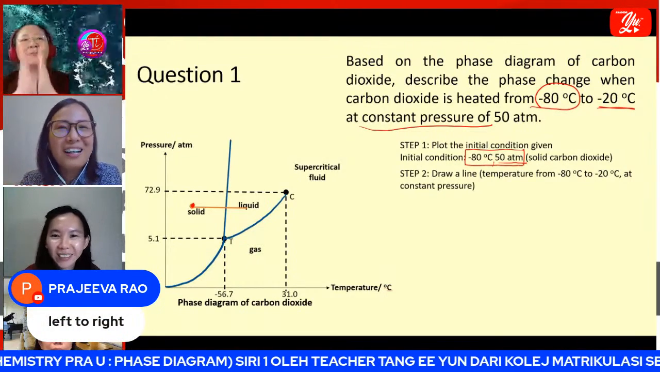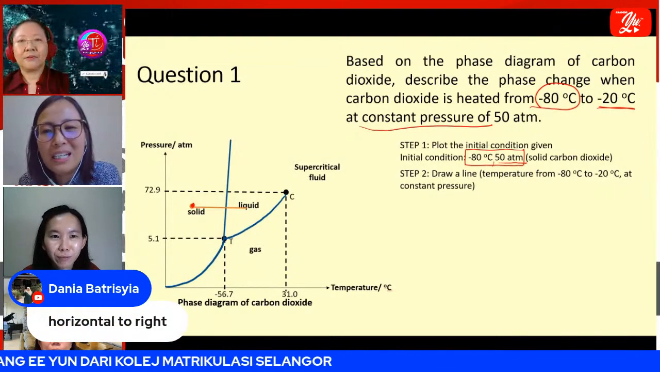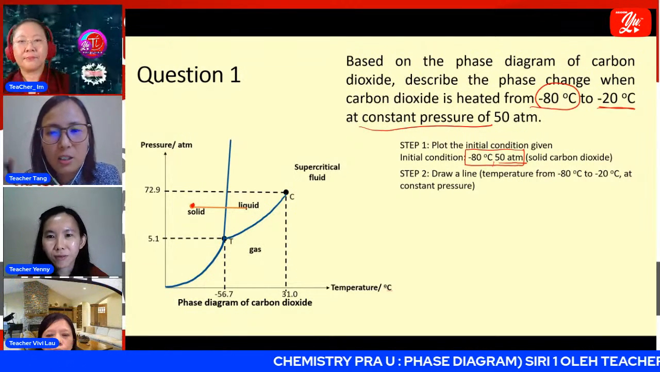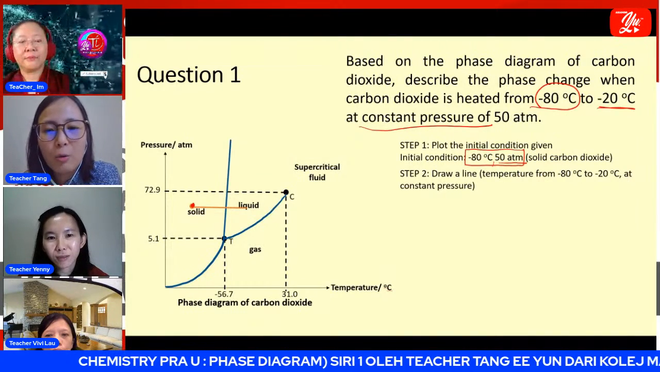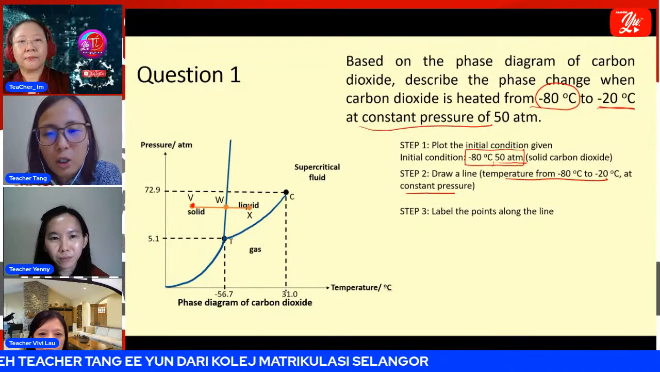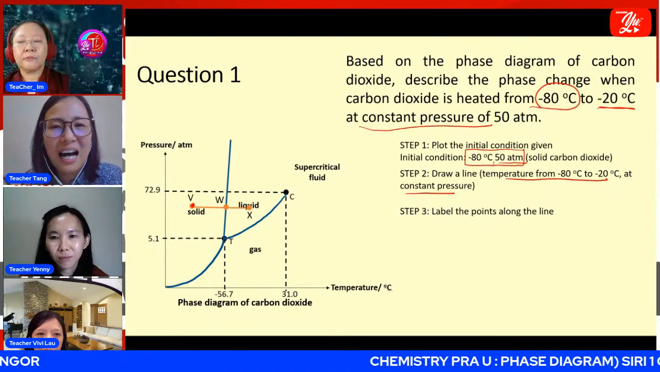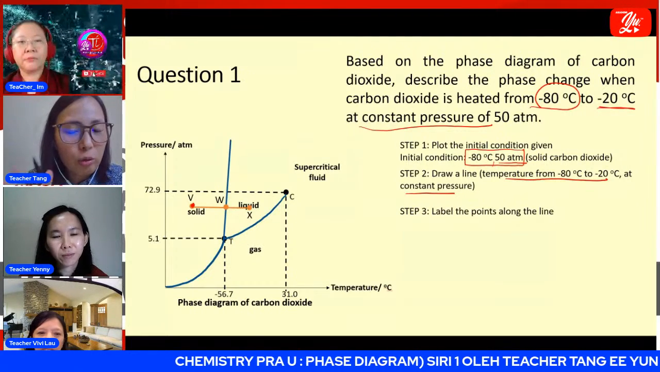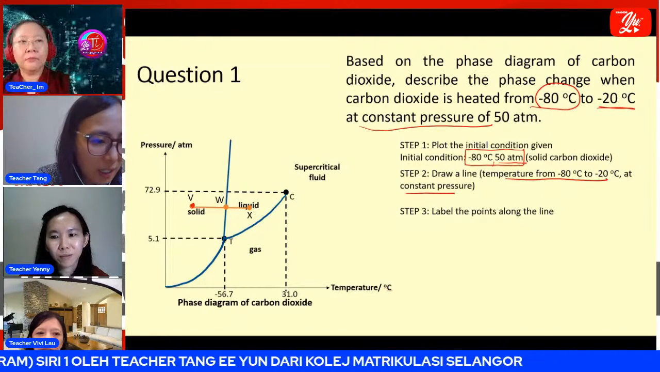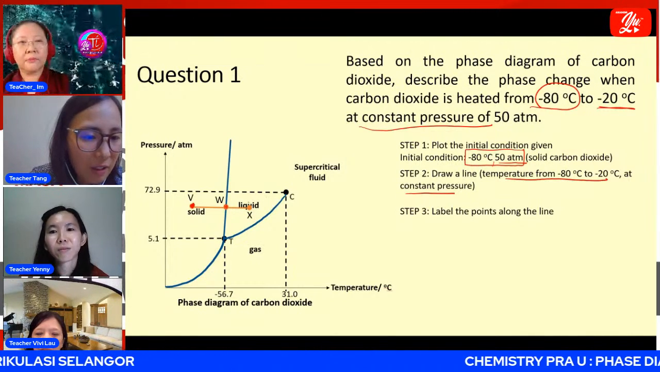So you need to draw a horizontal line to the right to represent the increase in temperature from negative 80 degrees Celsius to negative 20 degrees Celsius. Okay, so that is step number 2, and this basically represents a constant pressure increase in temperature. And in step number 3, you need to label the points along the line, the points where the phases are different. So in this question, there are 3 points with different phases. The first one is V, and the second one is W. W has solid and liquid at equilibrium, and X has the liquid phase.